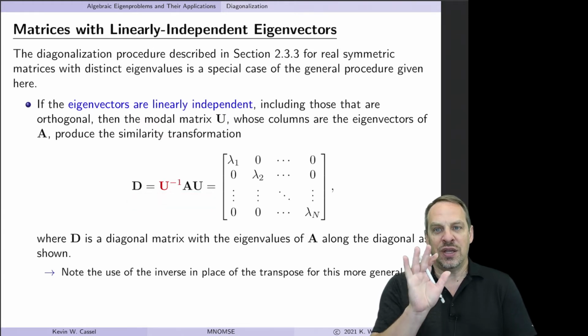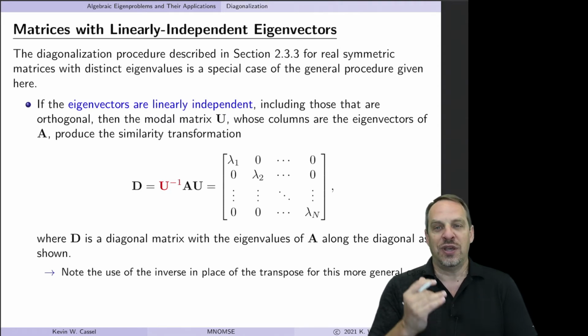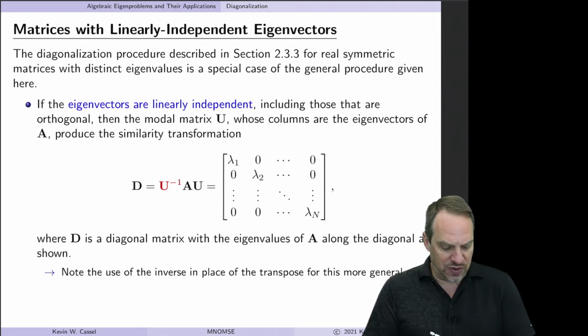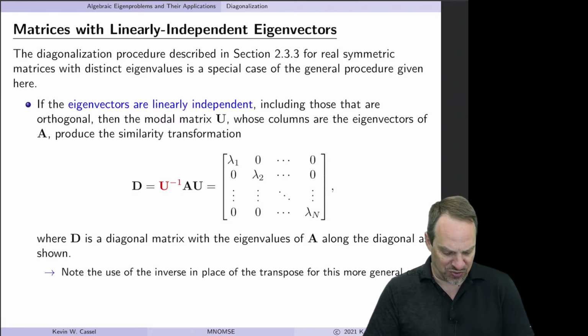Same A, and now it's the more general modal matrix U rather than Q. And we have to generalize the transpose to the inverse, and we'll talk more about that in a moment. The D matrix that we get is still diagonal, and it's still such that the eigenvalues are sitting on the diagonal. So that's no different than the special case that we've looked at before.